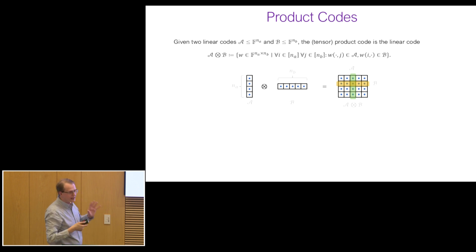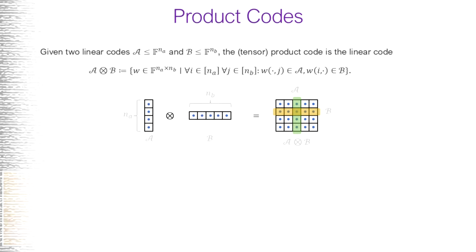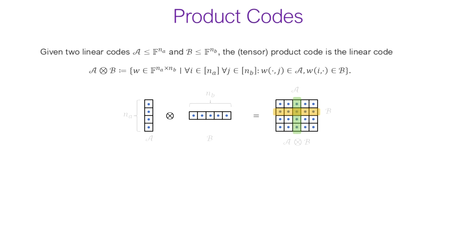So I guess that almost everyone here knows what a tensor product code is. This is just a very brief recap of this notion. Here we have two codes, A and B, and we define the set of matrices where every column is from code A and every row is from code B. This is what is usually called a tensor product code.